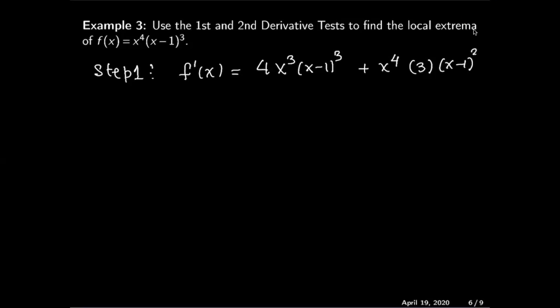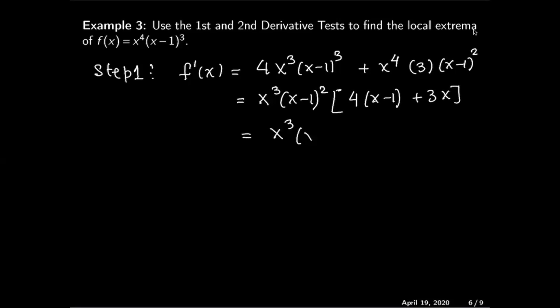So this is a square, and we will pull out the common factor, which is x to the power 3 and (x minus 1) to the power 2. So that is the first order derivative. It's going to be 4(x minus 1) plus 3x. If I simplify this, it is going to give me 7x minus 4.